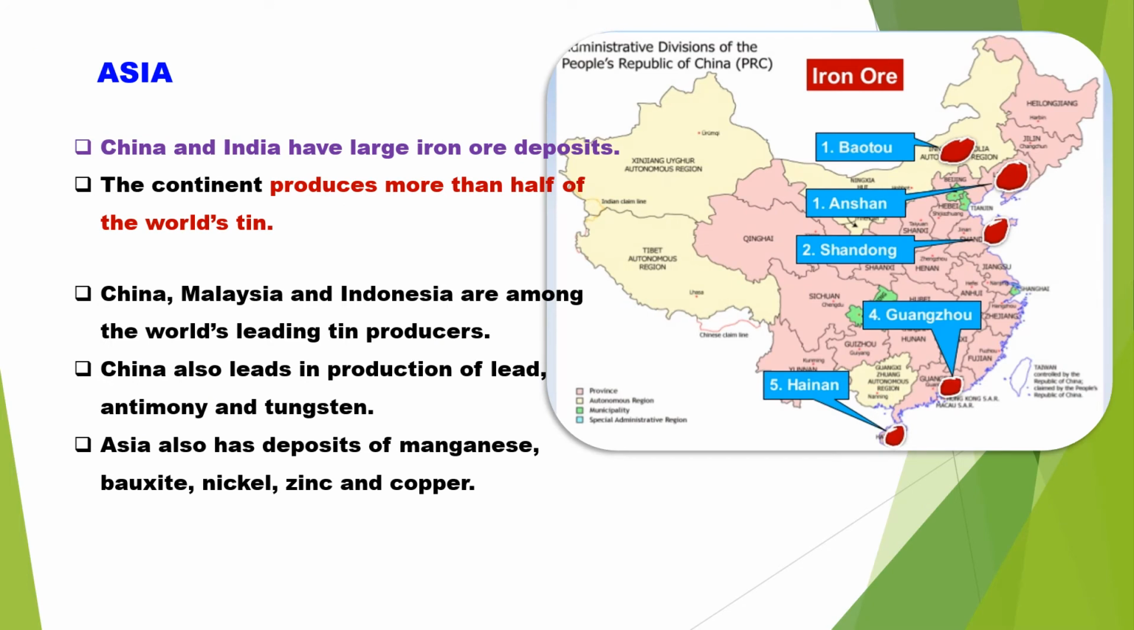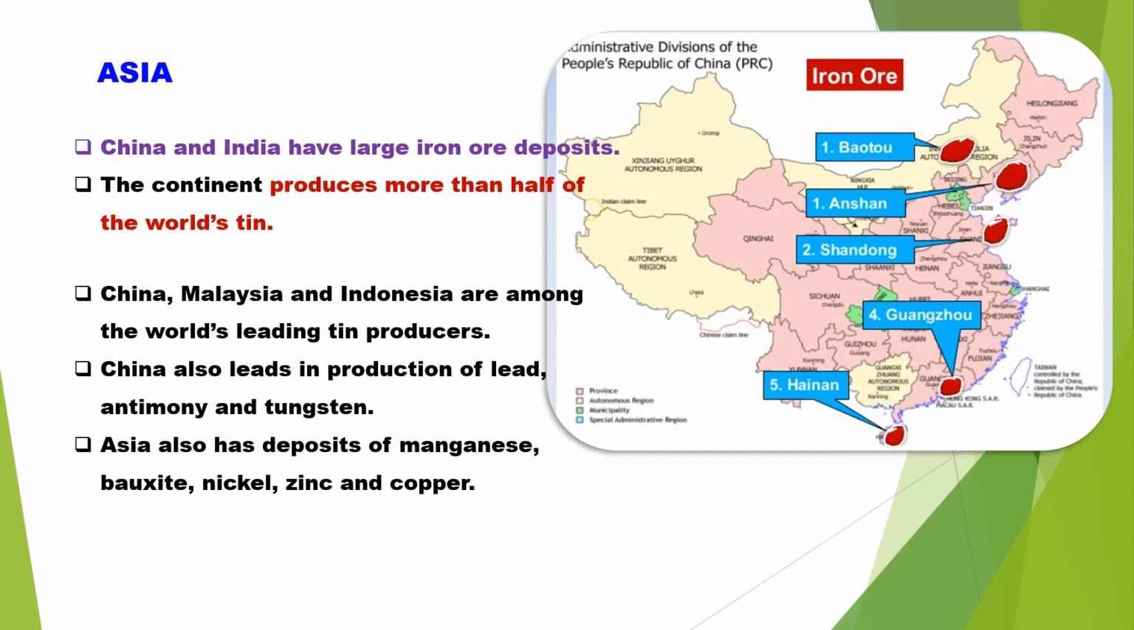So now, on the basis of the rock formation, on the basis of the earth, various minerals are distributed all around the world, because minerals are not distributed evenly; they are unevenly distributed all over the world. In the case of Asia, Asia has large iron ore deposits, particularly China and India, and this continent produces more than half of the world's tin.